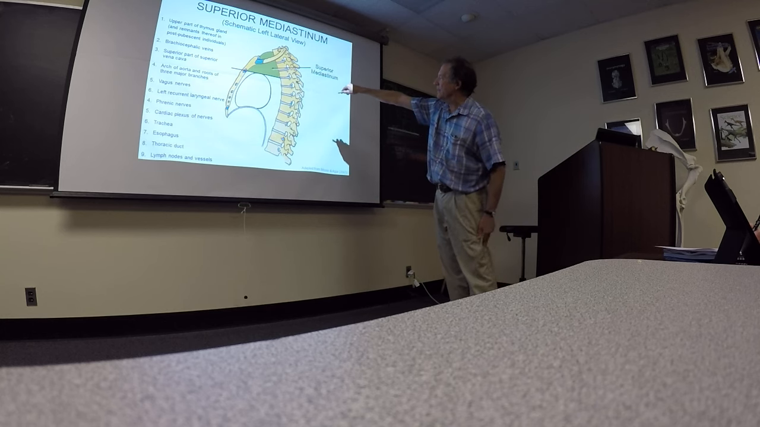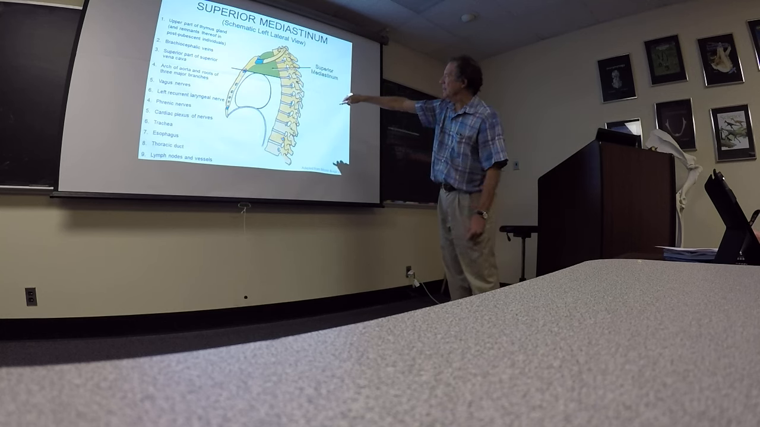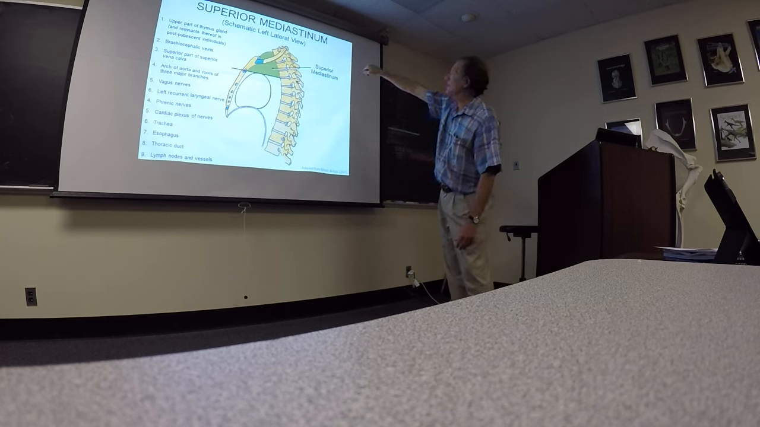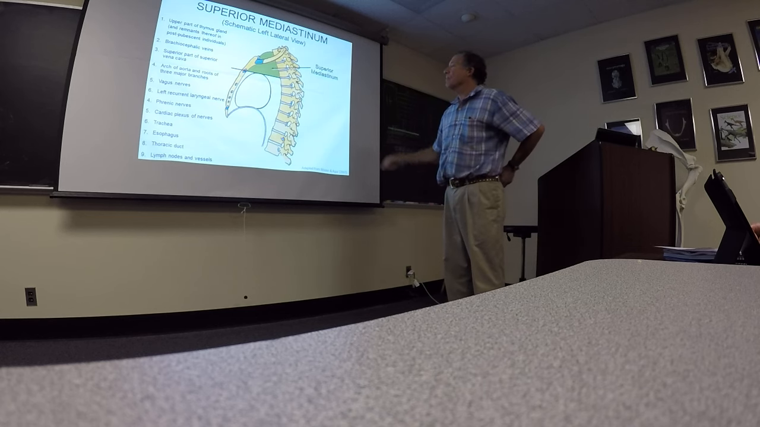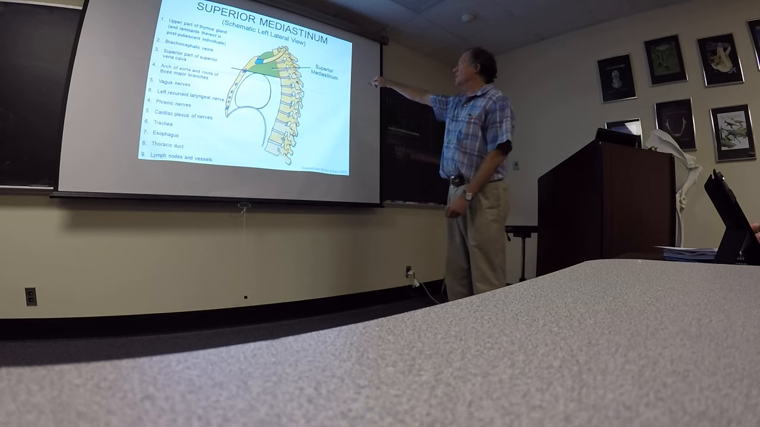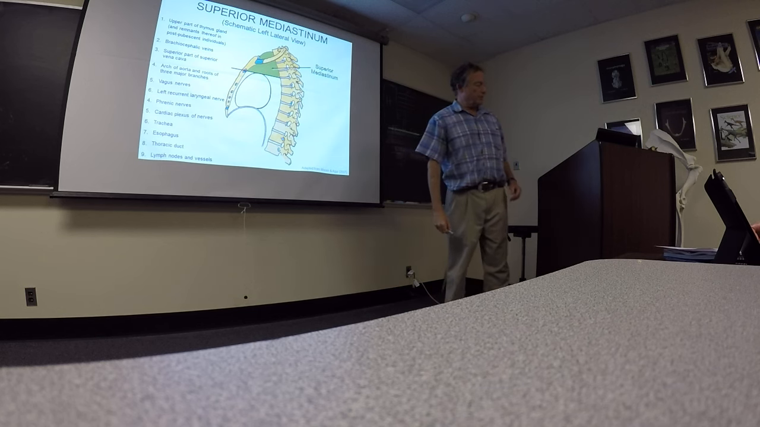It is collecting lymph down in this region and taking the lymph all the way up, so it's going to dump into veins in the neck. And then there's various lymph nodes and stuff strewn throughout the superior mediastinum.